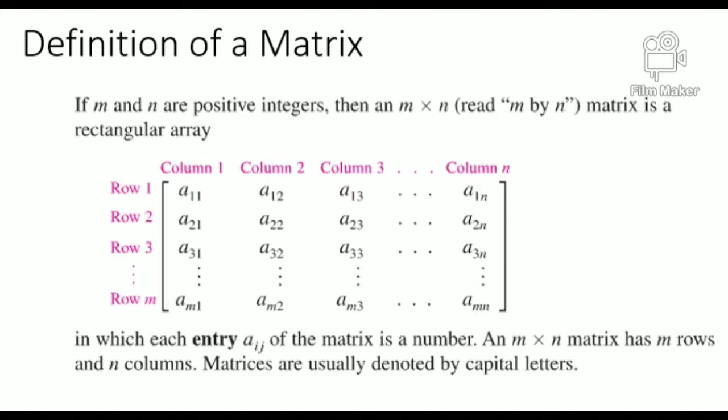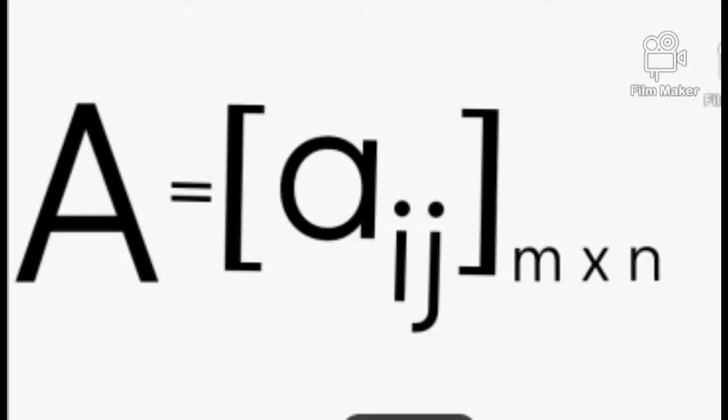Finally, a matrix can be defined as an arrangement of elements in rows and columns where each element has its own respective position represented by i and j. And the order of the matrix is represented by m by n, where m represents the number of rows and n represents the number of columns.